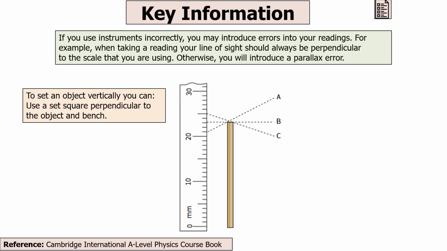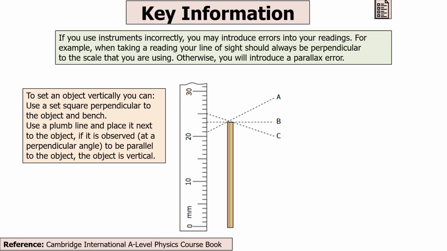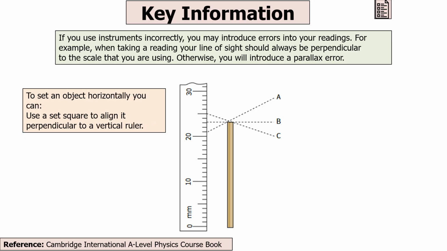Now, to set an object vertically, you can use a set square perpendicular to the object on the bench, or you could use a plumb line and place it next to the object. If it's observed at a perpendicular angle to be parallel to the object, the object is vertical. Now, you can set an object horizontally by using a set square to align it perpendicular to a vertical ruler.